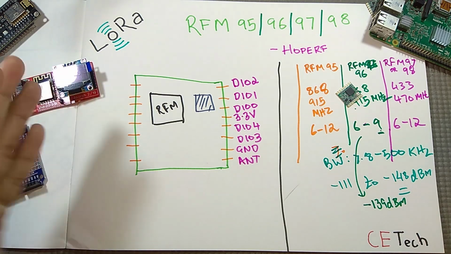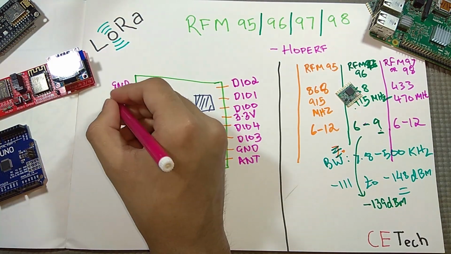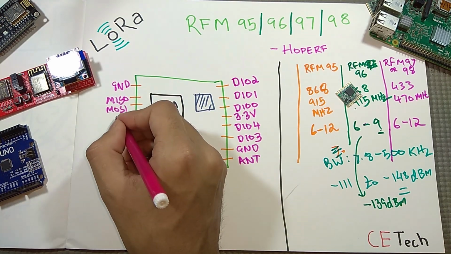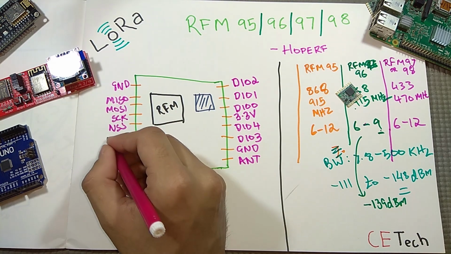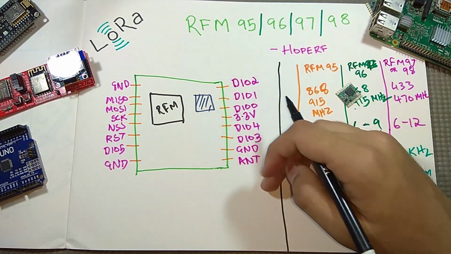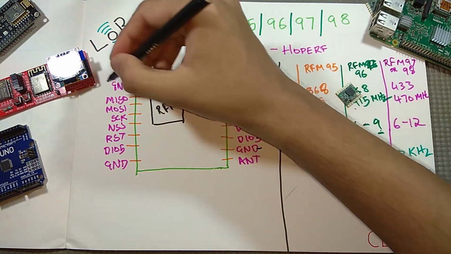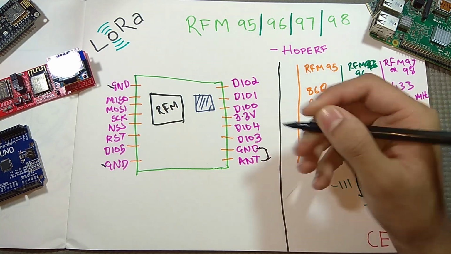On the left hand side, starting from the top, we have ground, then we have MISO, MOSI, SCK, NSS, reset, DIO5, and ground. So out of the 16 pins, you have 1, 2, 3 ground pins. This ground pin is exclusively for the antenna.